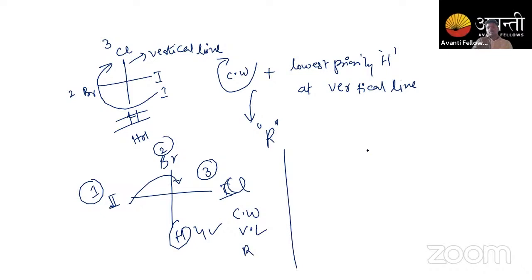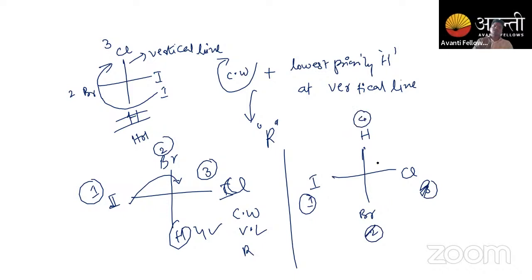Now from here, iodine, bromine, chlorine, and hydrogen. Number 1 goes to iodine, 2 to bromine, 3 to chlorine, 4 to hydrogen. Now see the rotation here. This is anti-clockwise rotation. And the lowest priority group is present where? It is present at the vertical line. So this is S configuration.